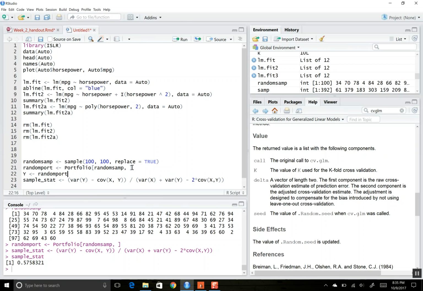Random portfolio $y and then X. So we're going to pick the appropriate X and appropriate Y. Okay.